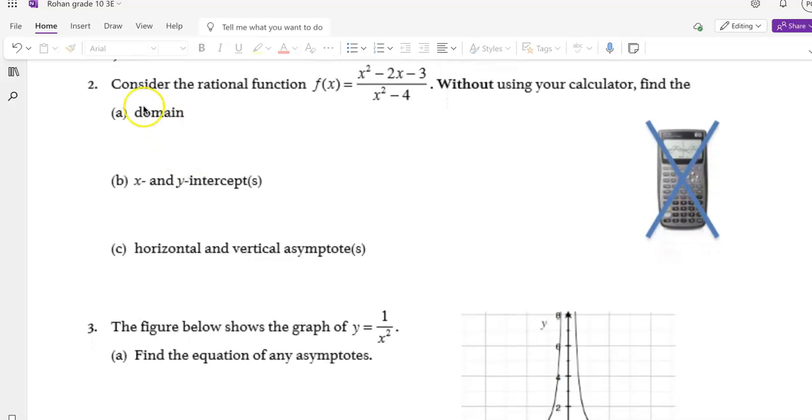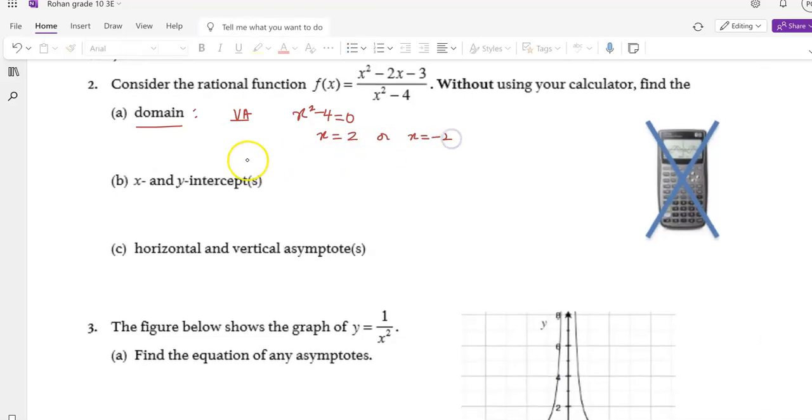Consider the rational function f(x) is equal to (x squared minus 2x minus 3) upon (x squared minus 4). Without using your calculator, find the domain. So basically get your vertical asymptote. Domain means you always have to think of the vertical asymptote. You equate the denominator to 0. You always make the denominator 0 for vertical. So x is equal to 2 or x is equal to minus 2.